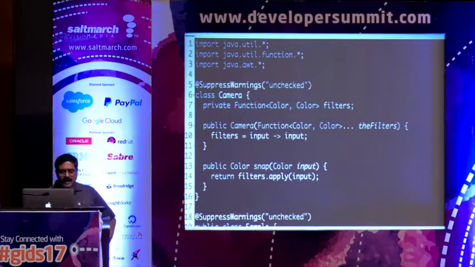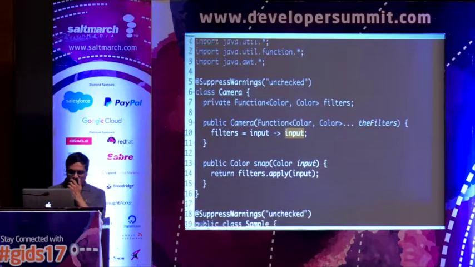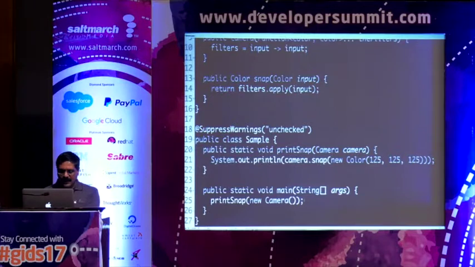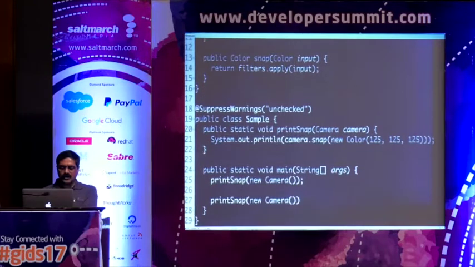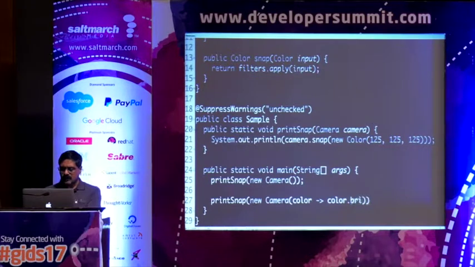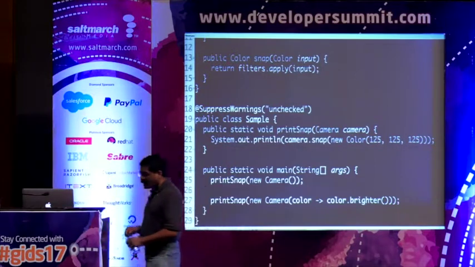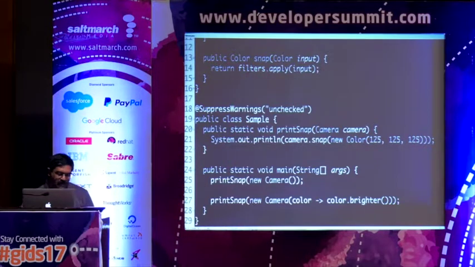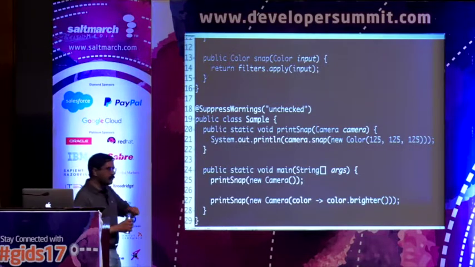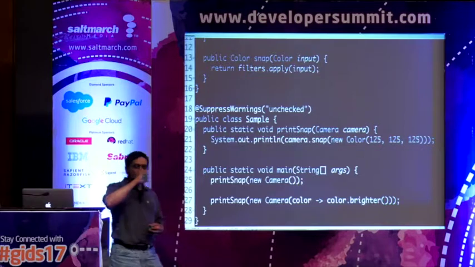Cool. Now going back to this. Again, we just got an input and return an output. Didn't do a whole lot, right? But now what do I want to do? I want to go back here and say printSnap, new camera. But to this, I'm going to say given a color, return color dot brighter. That would be cool, right? To take the color and make it brighter. So the first camera said, don't bother, just give me the output. The second camera says, I'm going to take whatever signal you give me and make it brighter.